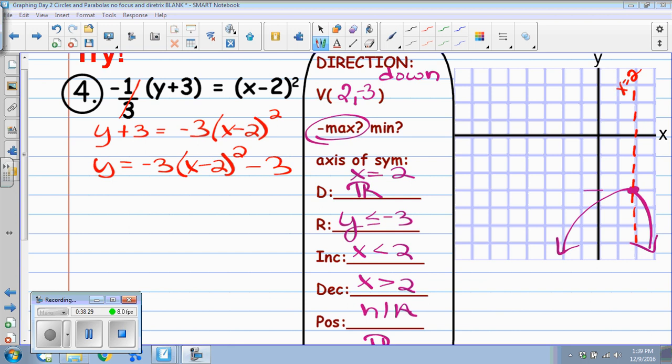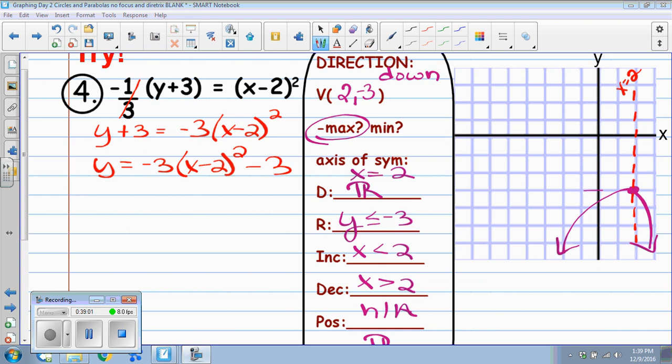Okay, so it opens down because a is negative. The vertex is the point (2, negative 3). So since it opens down, it never crosses the x-axis, which means it never goes from positive to negative. The domain is all real numbers. It goes left and right, as far left as far right as the eye can see. The range is y less than or equal to negative 3.